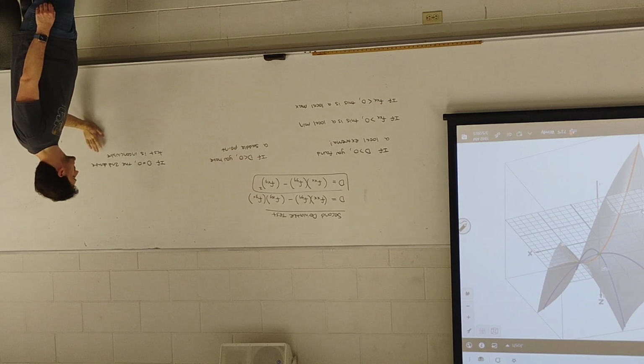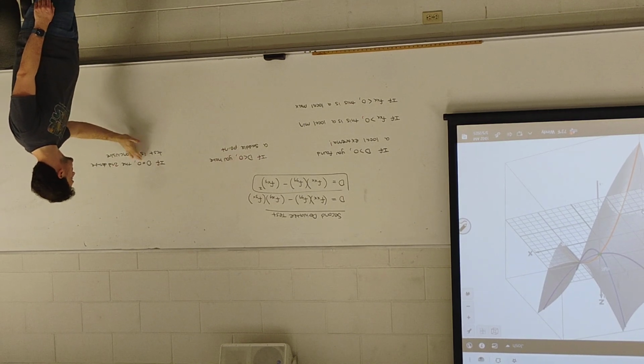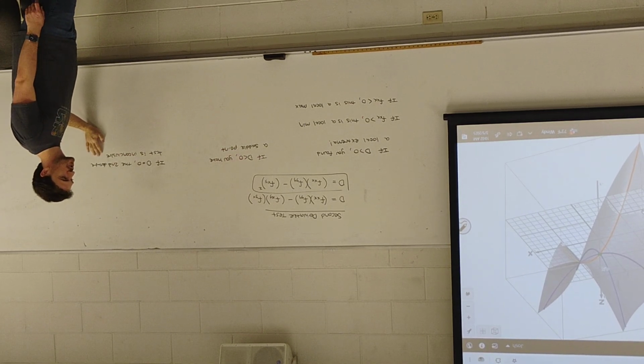And then the last one: if the discriminant equals 0, then this test that we're doing doesn't work.